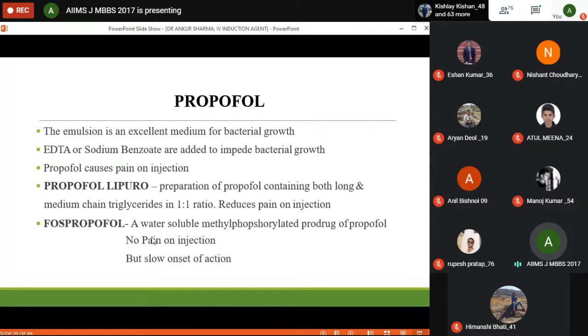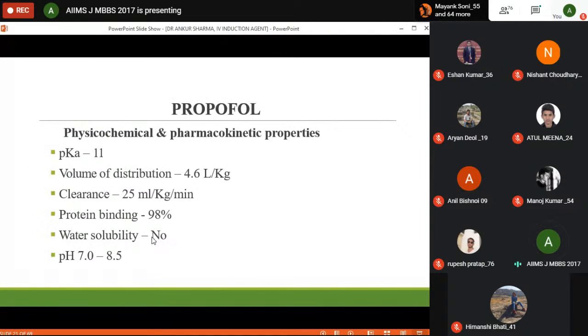And the second new propofol is fospropofol. It is a water soluble methyl phosphorylated product of propofol. Okay. It does not cause pain on injection, but it has a slow onset of action in comparison to old propofol. Coming to physiological and pharmacokinetic properties: pKa is 11, volume of distribution 4.6 liter per kg, clearance 25 ml per kg per minute, protein binding is 98%, it is not water soluble, and pH is 7 to 8.5.